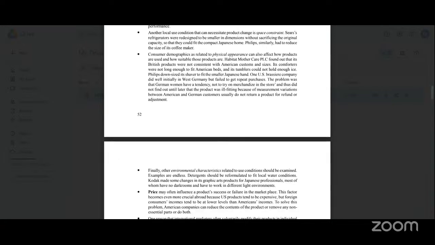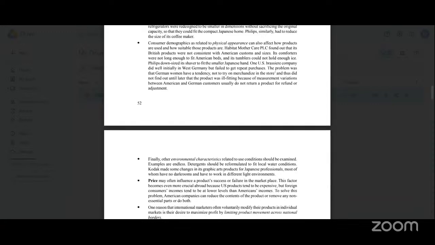So, consumer demographics is another factor that needs to be seriously considered. This means that the physical appearance of not only the model, or the child for that matter, but it can also affect how products are used and how suitable those products are.